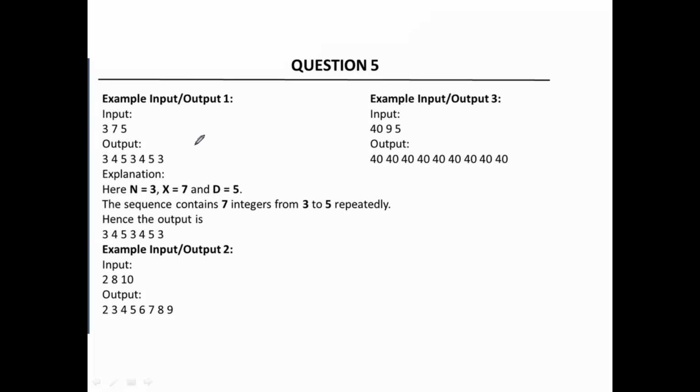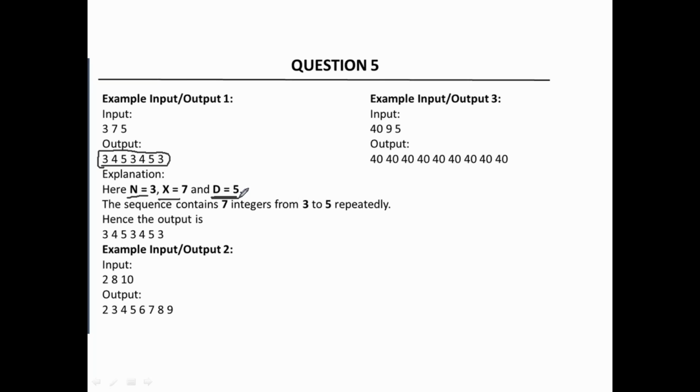So observe now. See here, n value is 3, x value is 7, d value is 5. What is the n value? It is the starting value. From that value onwards we should print the sequence, the series. And x is 7, which means totally 7 values are there. The meaning of x is we should print this many number of values. And d is the stop value, so on reaching that stop value, we should stop.